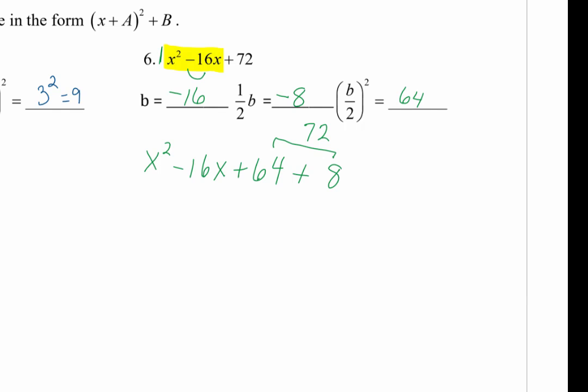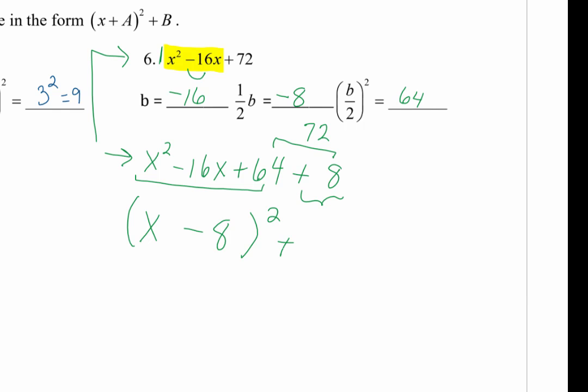Okay, so see how this new polynomial that has 4 terms is equivalent to the original trinomial with 3 terms. And why did we do that? So that we could factor, so that we could look at just these 3 terms, and that's our perfect squared trinomial, and we could factor it as x minus 8 squared. And then, what do we have left over? Oh, we had an extra 8 left over. See what I mean? Okay, let's go to the next one.